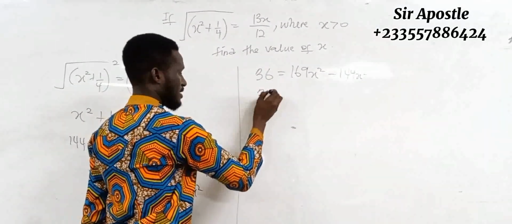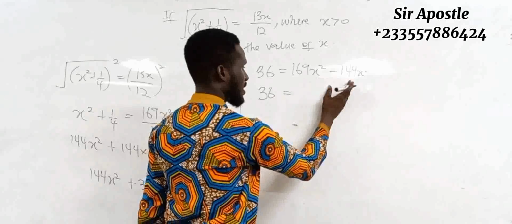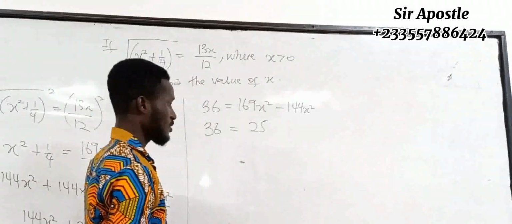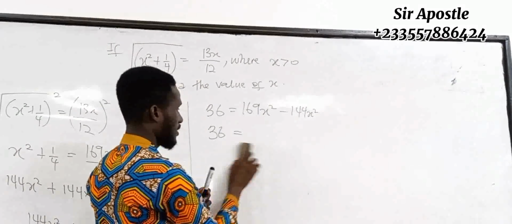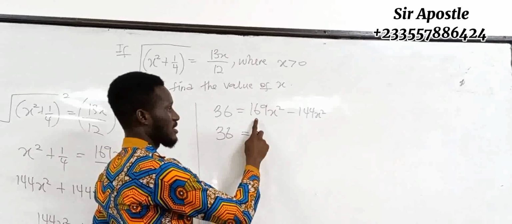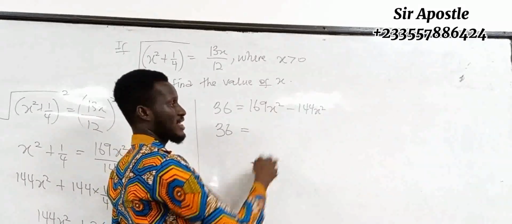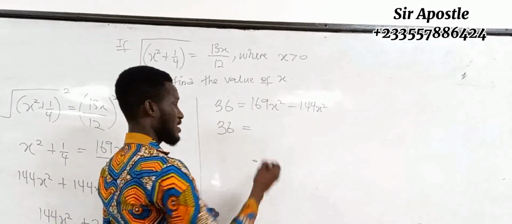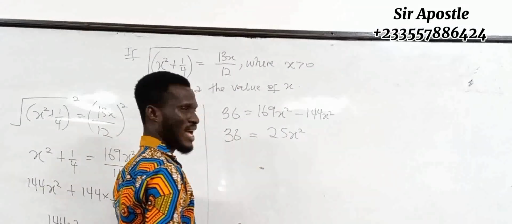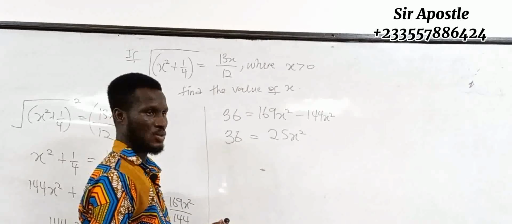Now, we're going to get 36 is equal to, now when we subtract this one, this is going to give us what? It's going to give us 25. Okay, so let me clean this one. Okay, so we said that 169s squared minus 144s squared will give us 25s squared. Now at this point we have so many ways we can solve.